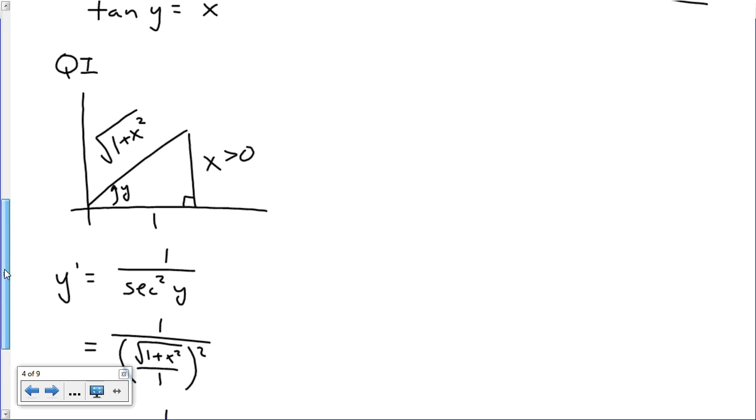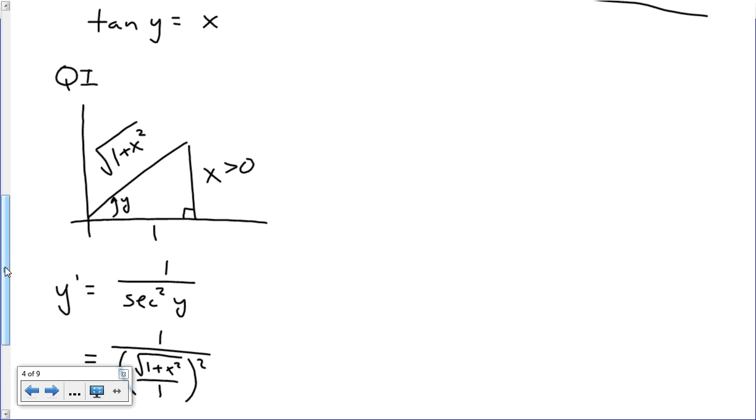Let's take a look at what happens in the other quadrant. The other quadrant that we have to deal with is quadrant 4, we said. So in quadrant 4, let's sketch a triangle. Again, these are the two quadrants that tangent inverse is defined in.